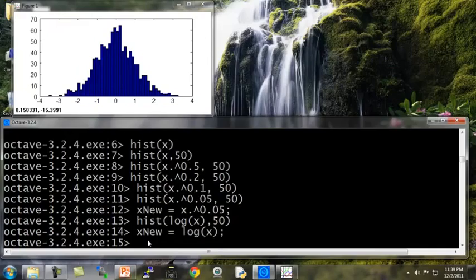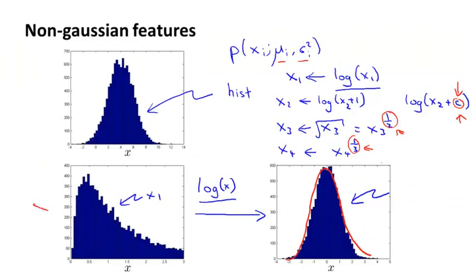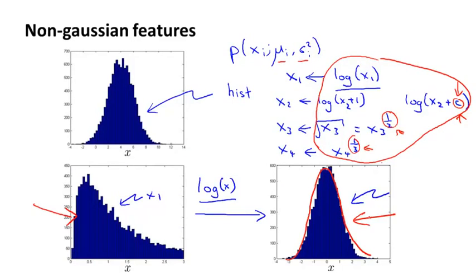So to summarize, if you plot a histogram of the data and find that it looks pretty non-Gaussian, it's worth playing around a little bit with different transformations like these to see if you can make your data look a little bit more Gaussian before you feed it to your learning algorithm. Although even if you don't, it might work okay, but I usually do take this step.